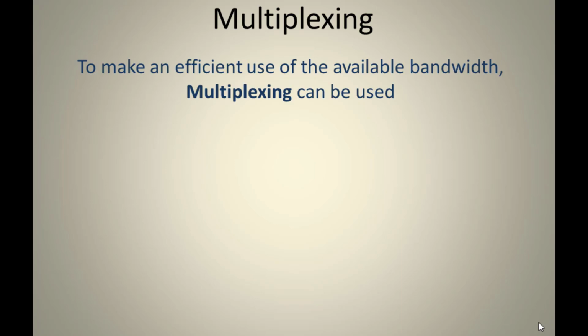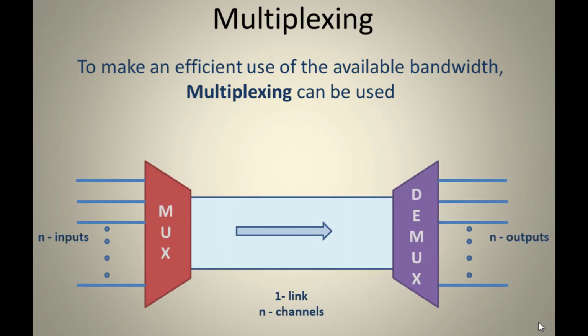To make efficient use of the available bandwidth, we use multiplexing. Here we can see there is a single link, and this link is shared by various channels. On the left side, we have n inputs which are multiplexed into a single link, and on the right side we have the demux, that is the demultiplexer. It separates out each output. So on the left we have n inputs, on the right we have n outputs, and they are sharing a single link. Suppose we have 4 input channels, they are using the same link. Instead of one channel using that link, many channels can use this particular link.